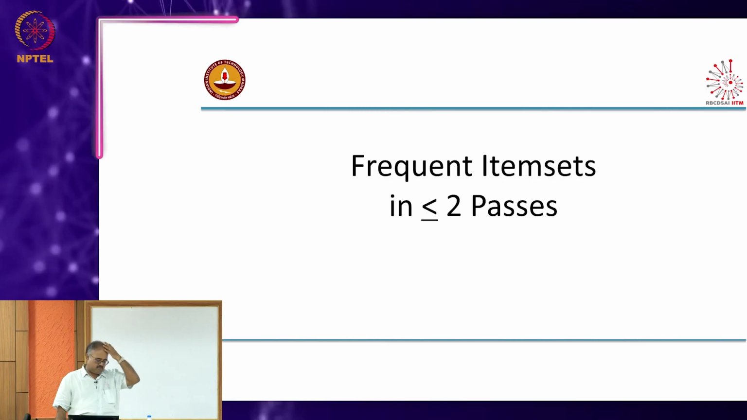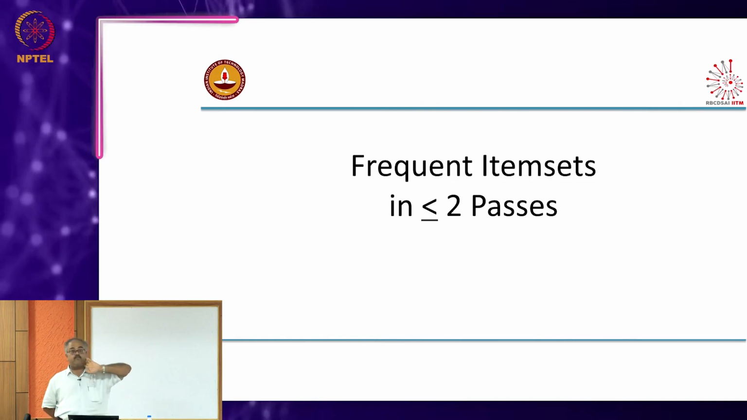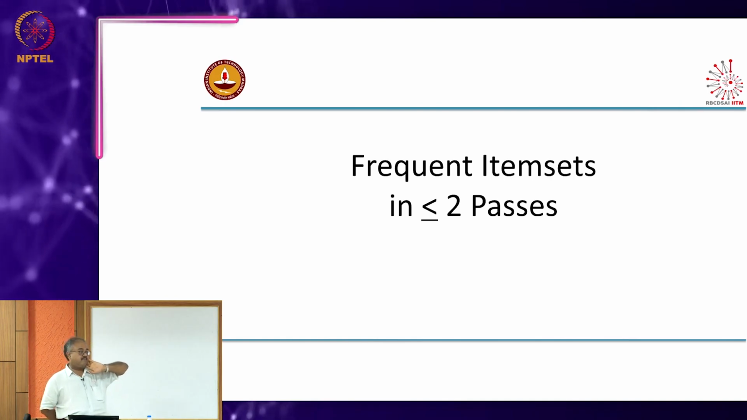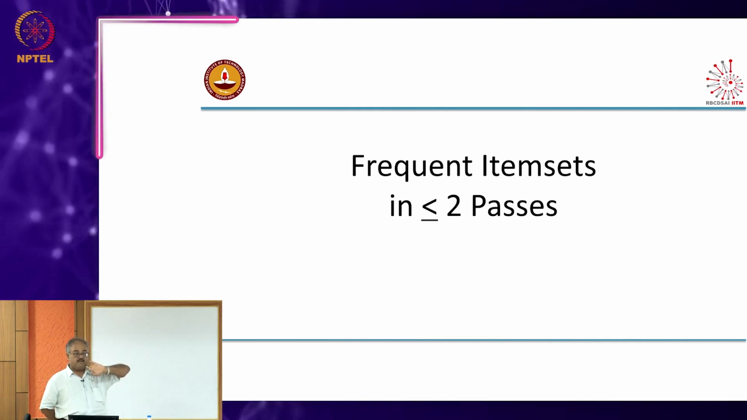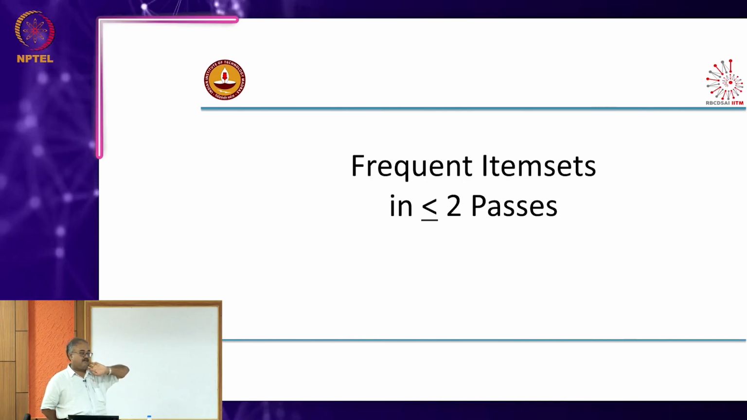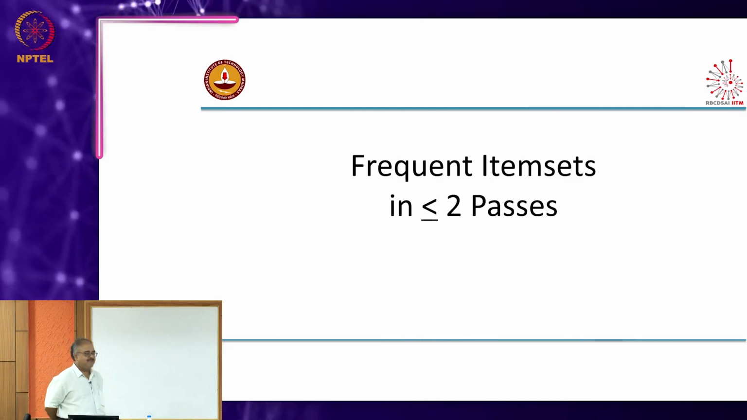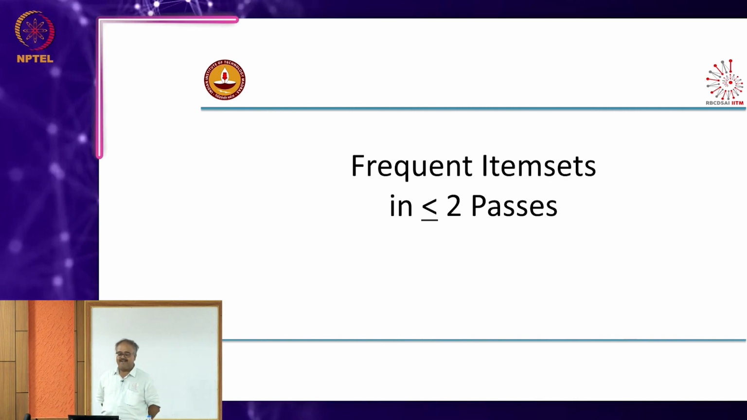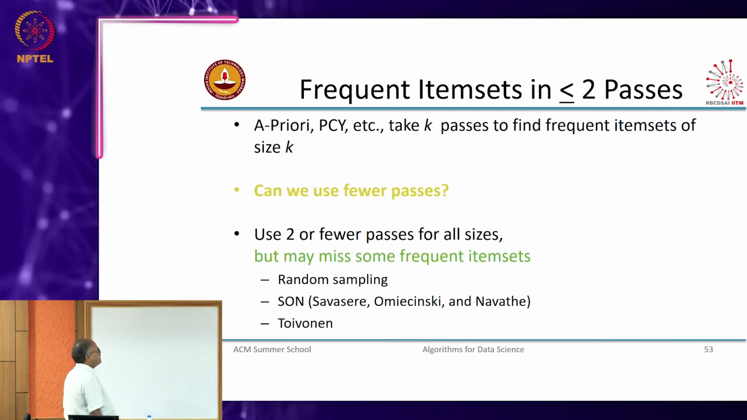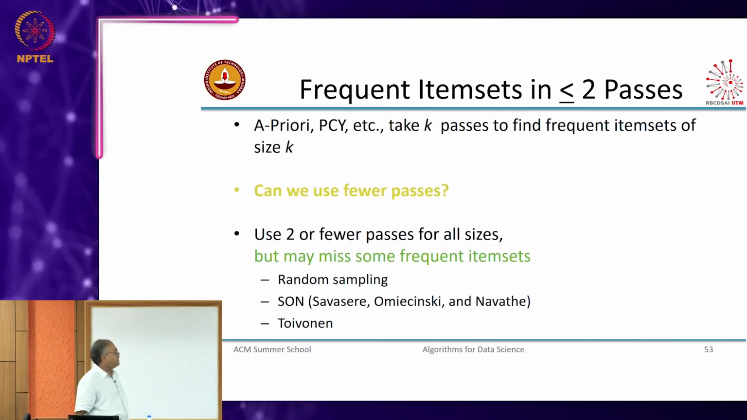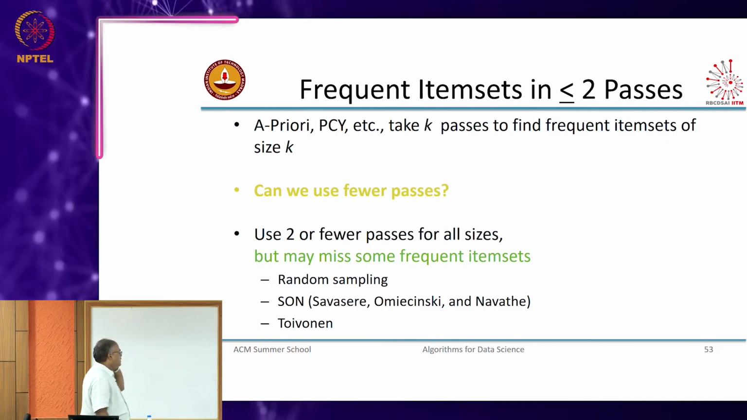So now we move on to 2 algorithms that are going to count frequent item sets in less than or equal to 2 passes. Obviously, we are going to give up something: correctness, which you kind of answered earlier. So all of the things we looked at, PCY is essentially a more efficient way of organizing memory for A-Priori. It will take k passes to find frequent item sets of size k. So now the question is, can we use fewer passes?